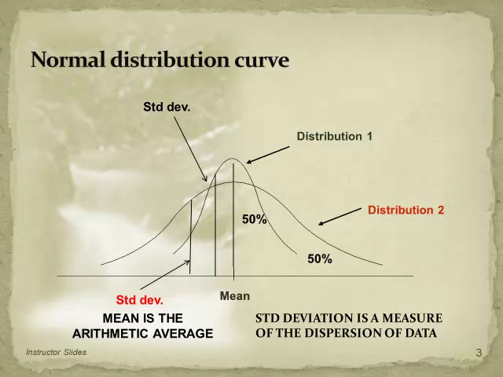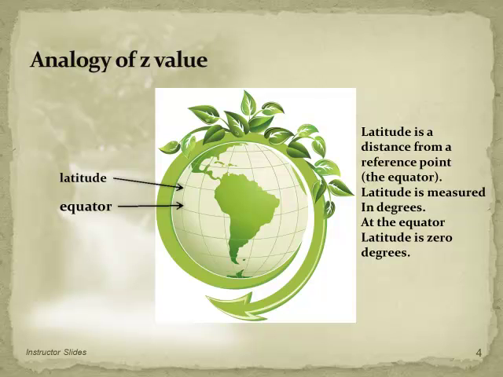Now there's another parameter in the normal distribution curve that seems to give students a lot of difficulty for some reason, and that's called the z-value. The z-value. So before we talk about how the z-value fits into the normal distribution curve, I want to give you an analogy of what a z-value is with maybe something that's a little bit more familiar to you. Now remember, this is just an analogy.